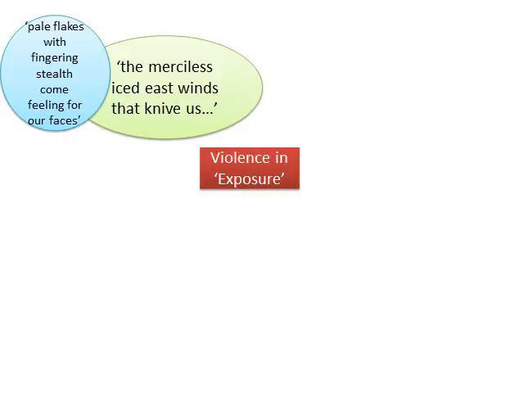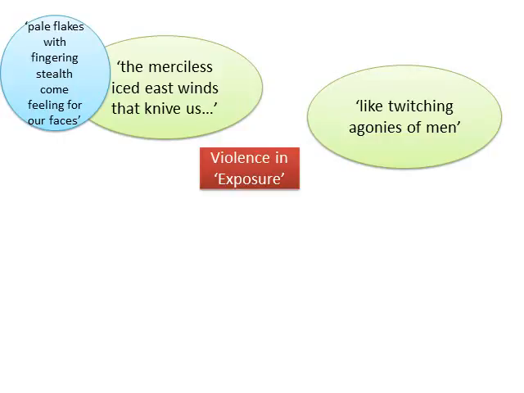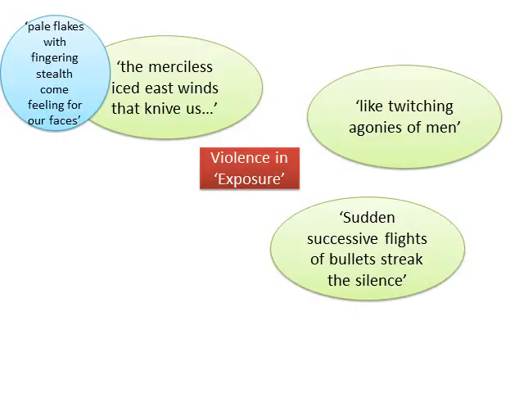If you can recall it, you could link it to a second moment where nature is personified as a violent enemy. One of the effects of violence in Exposure is that the speaker has suffered so much trauma that he now, when he sees innocent movements like the movement of a fence in the wind, he associates them with the horrors that he has seen. The simile, describing the barbed wire being tugged by gusts of wind, is a good example of how violence in Exposure has penetrated the soldier's mind too. "Sudden successive flights of bullets streak the silence" is a good quotation because it's a great example of sibilance, mimicking the sound of the flying bullets and suggesting that violence is inescapable.